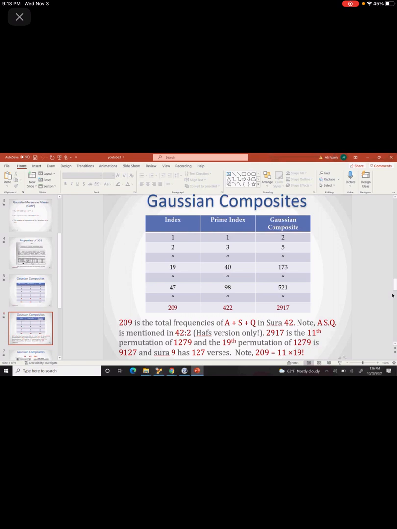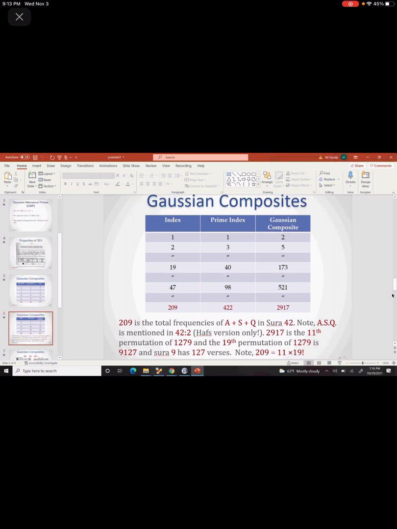Back when we were introduced to these things, we were happy with the fact that the frequency of Ayn plus Sin plus Qaf in chapter 42 added up to 209, a number divisible by 19. We were just happy with that. This tells us how it's generated, how it's supposed to be 209, and why it's supposed to be 209.